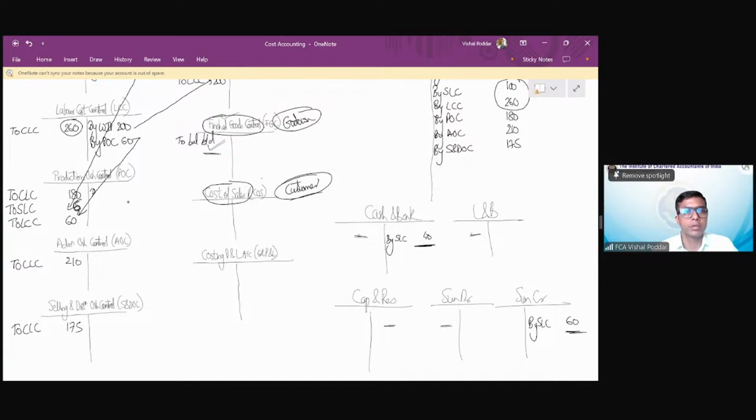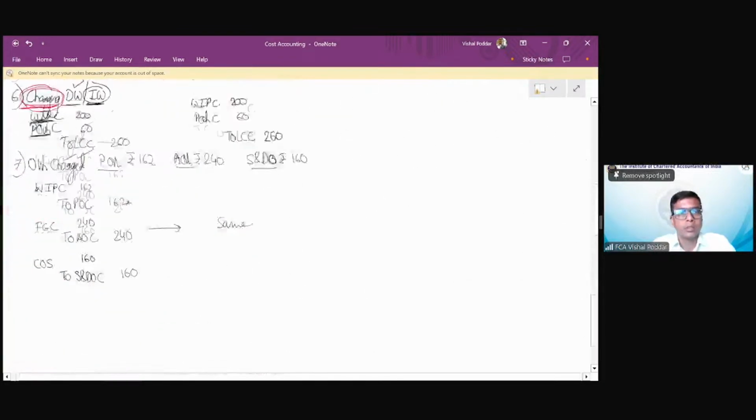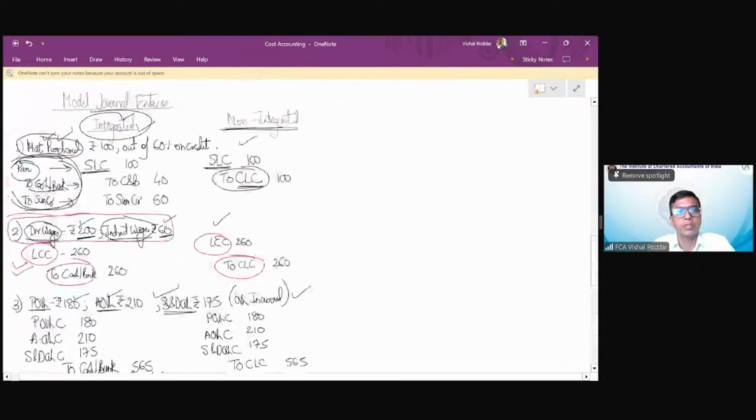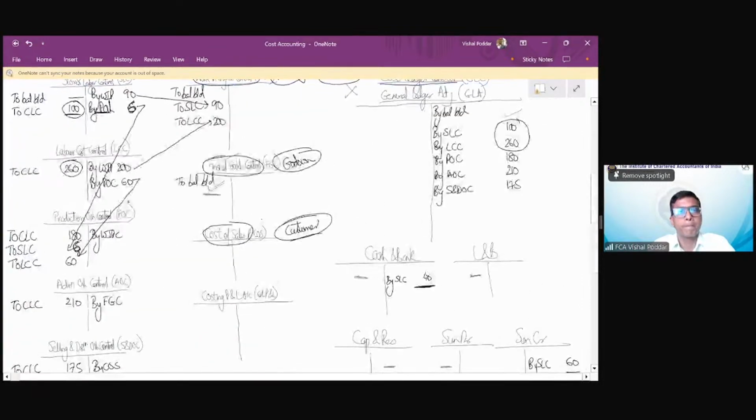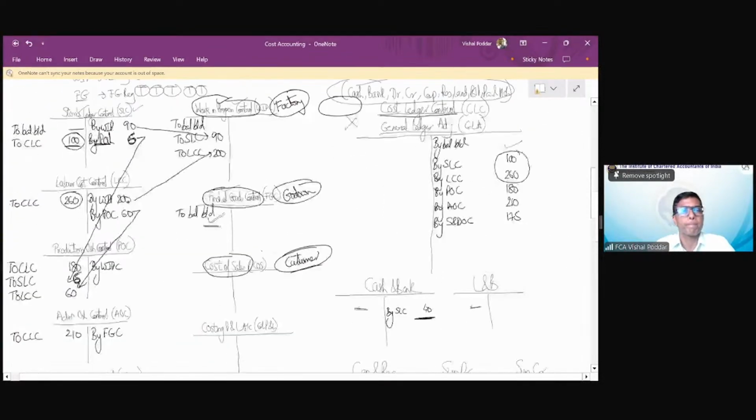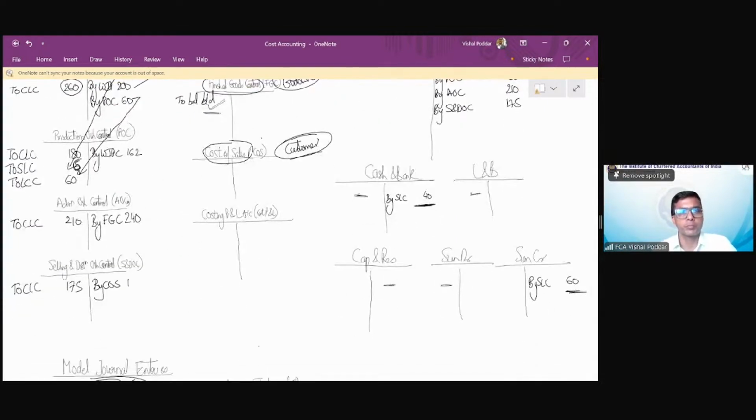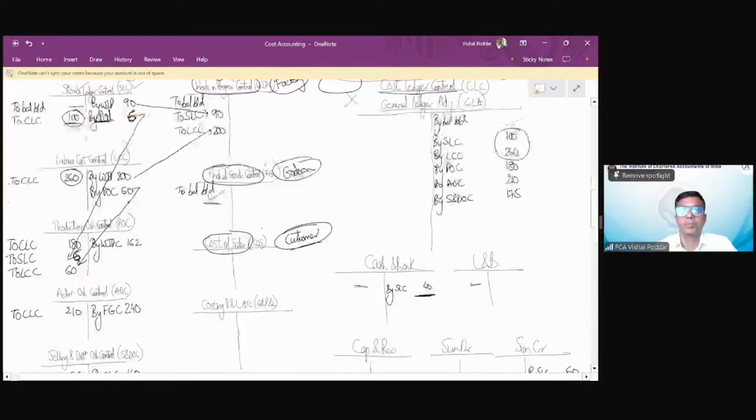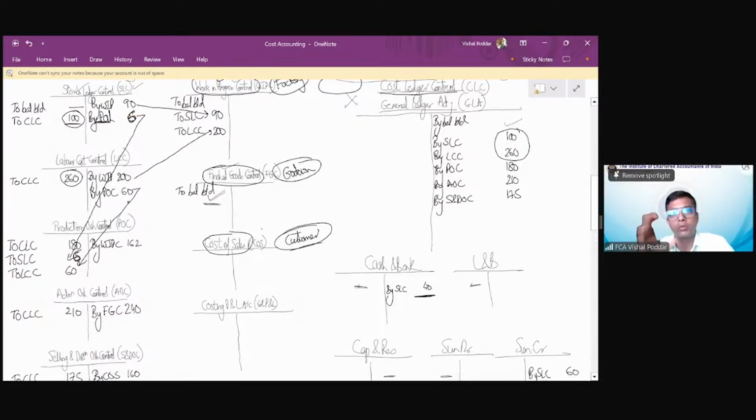Now see, by WIPC, by FGC, by COS: 162, 240, 160. So there are 3 product accounts. There are 3 overheads accounts. Each overhead you transfer to each product.